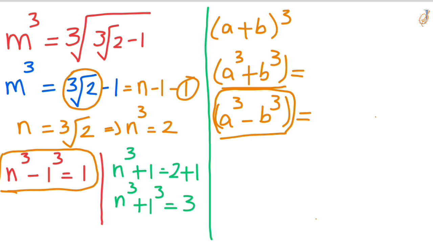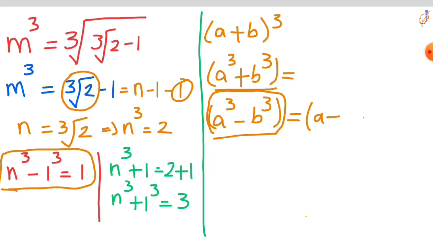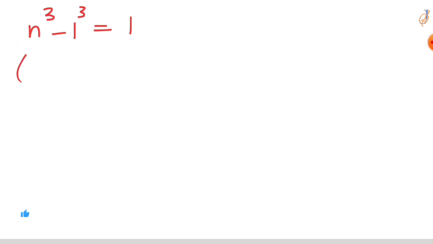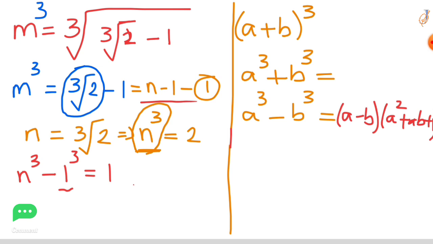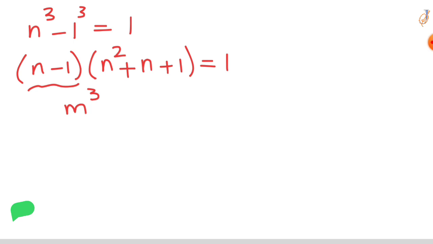Use the formula here. What is the formula for a power 3 minus b power 3? It is (a minus b) times (a power 2 plus ab plus b square). Using this formula, n power 3 minus 1 power 3 is (n minus 1) times (n power 2 plus n times 1, which is n, plus 1), equal to 1. Observe here: from equation 1, n minus 1 is nothing but m power 3. So m power 3 times (n power 2 plus n plus 1) equals 1.